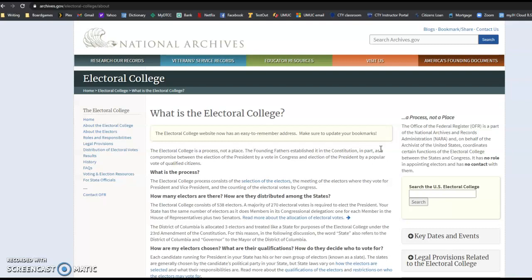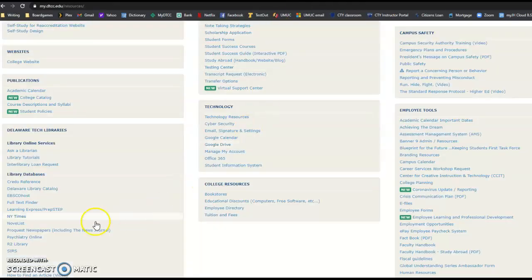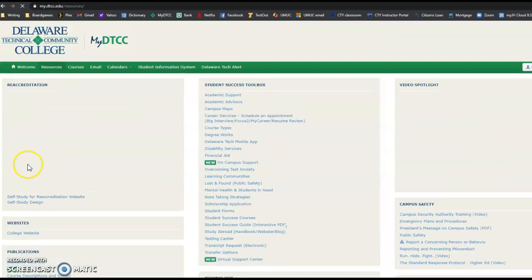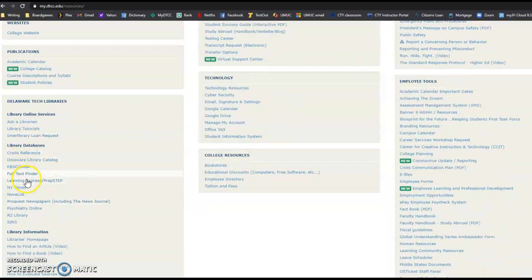So that's for your online sources. And really quickly, I just want to talk about the nice thing about your library databases: you don't have to do that as much, and I'll show you why. So you're going to try and find probably your academic articles by clicking over here on the resources tab of my DTCC. All of these databases will come up.